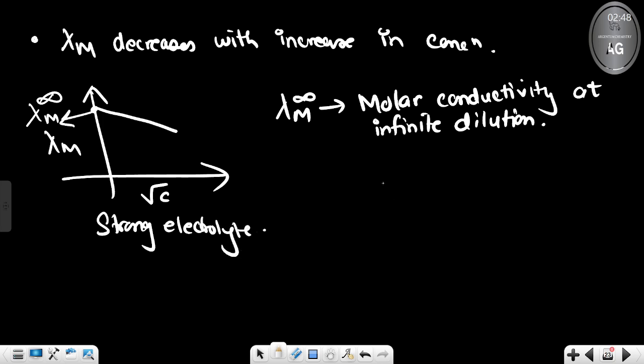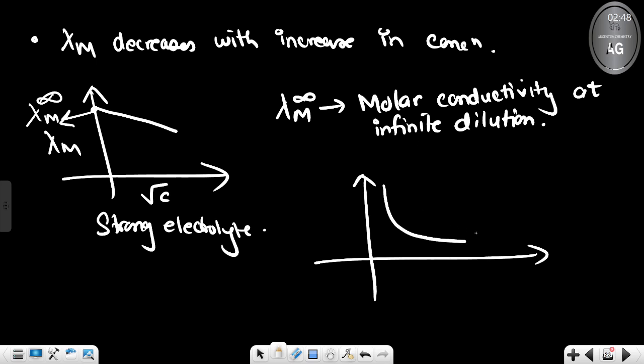If it is a weak electrolyte, then the graph will go like this. Weak electrolyte. So you have to identify that from the graph. This is the graph of a weak electrolyte. This graph can be given in the question, and the question can ask you whose graph this is. So can I get any point where root C will become 0?